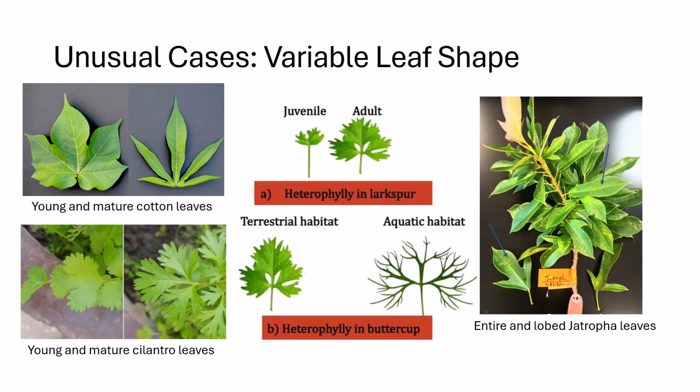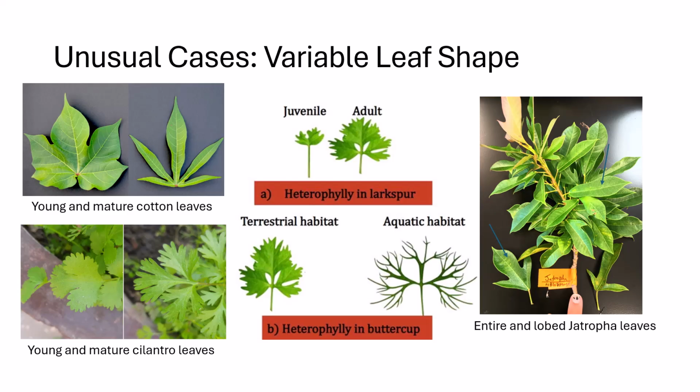While leaf shape is often used to identify plant species, some plants produce more than one leaf form on the same individual. This phenomenon is called heterophylly, which literally means different leaves. The plants shown here, cotton, cilantro, larkspur, buttercup, and jatropha, are classic examples. In cotton, young leaves may be relatively smooth or only slightly lobed, while mature leaves often become deeply lobed.